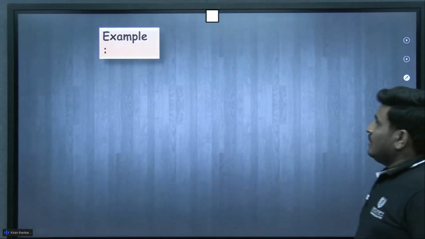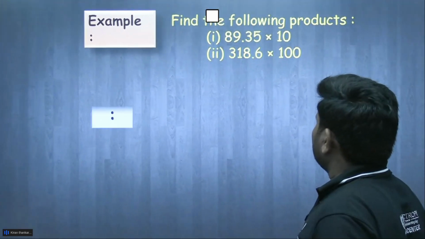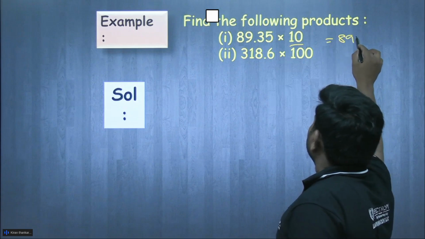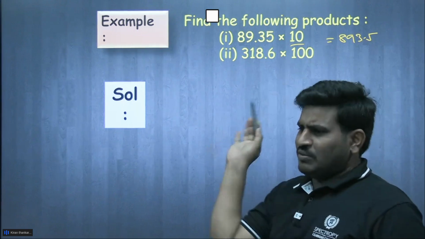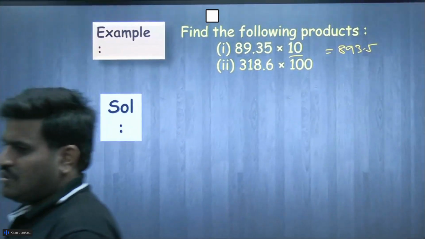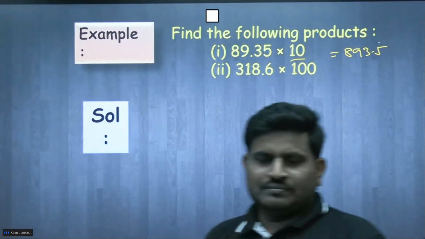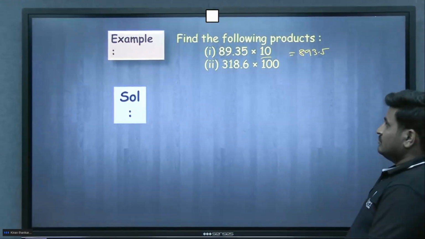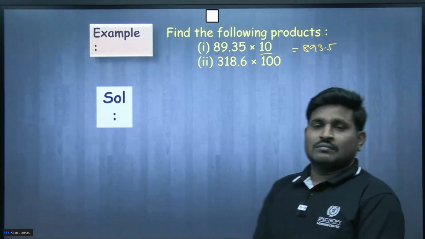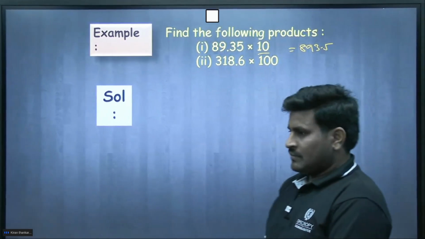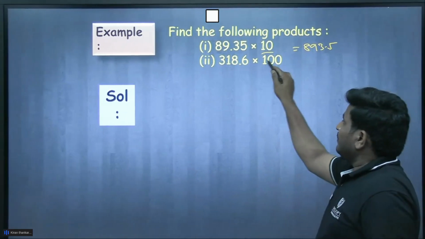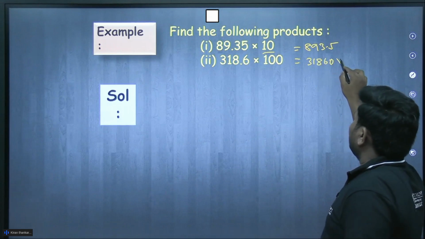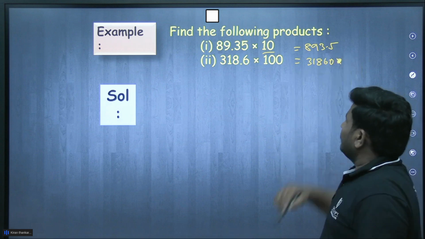Now let's see an example: find the following product. If you multiply by 10, we get 893.5, one decimal place moves to the units place. Next, if you multiply by 100, the decimal moves two digits, like 31860.